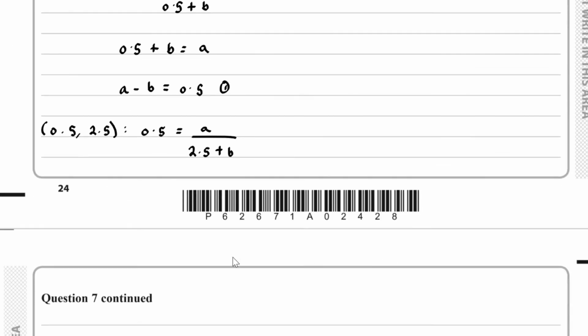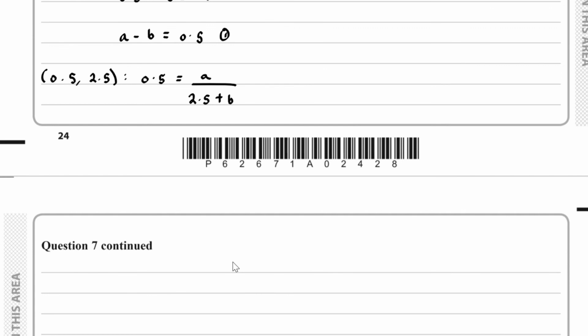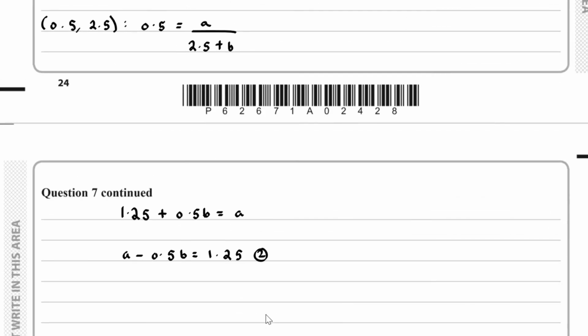So if we multiply through by 2.5 plus b, we end up with 1.25 plus 0.5b equals a, from which we can see a minus 0.5b is equal to 1.25. Call this equation 2. So now what we can do is solve equations 1 and 2 simultaneously.